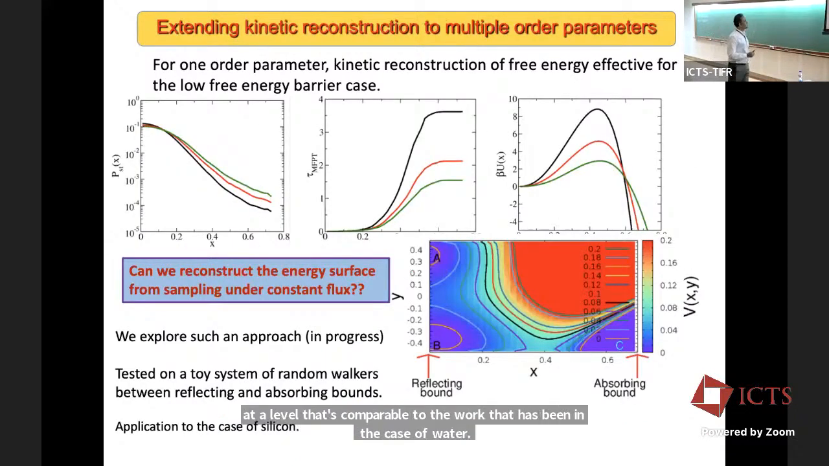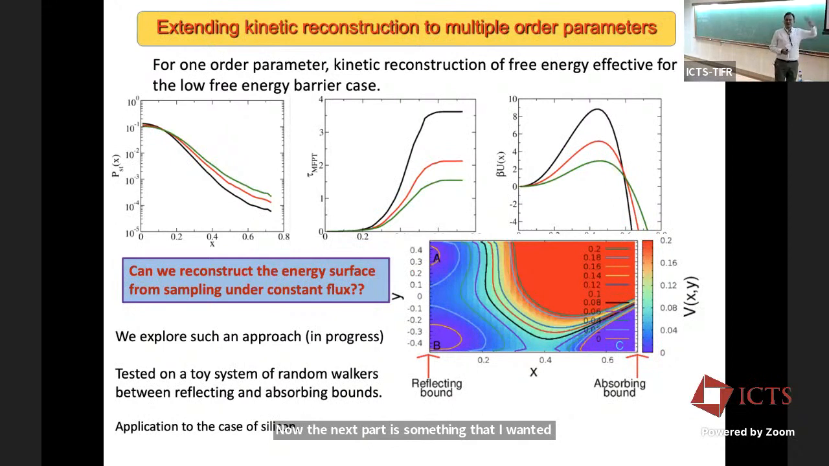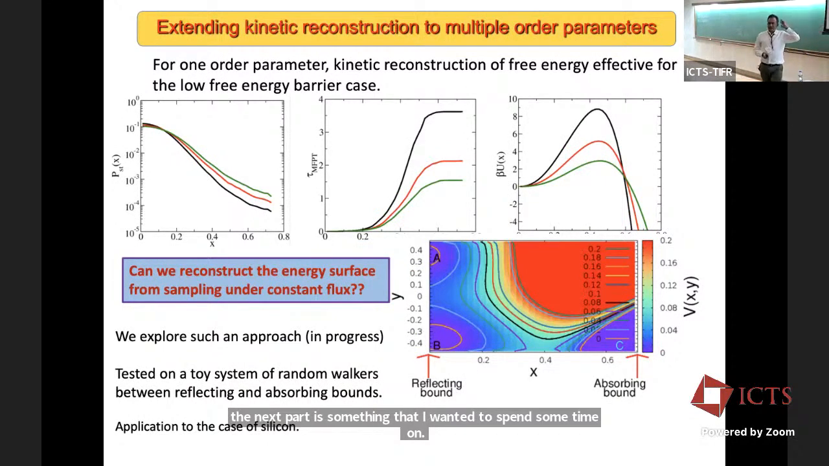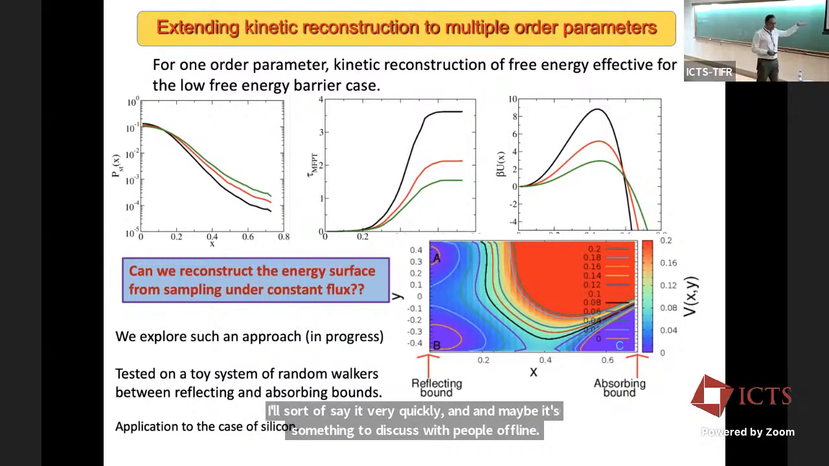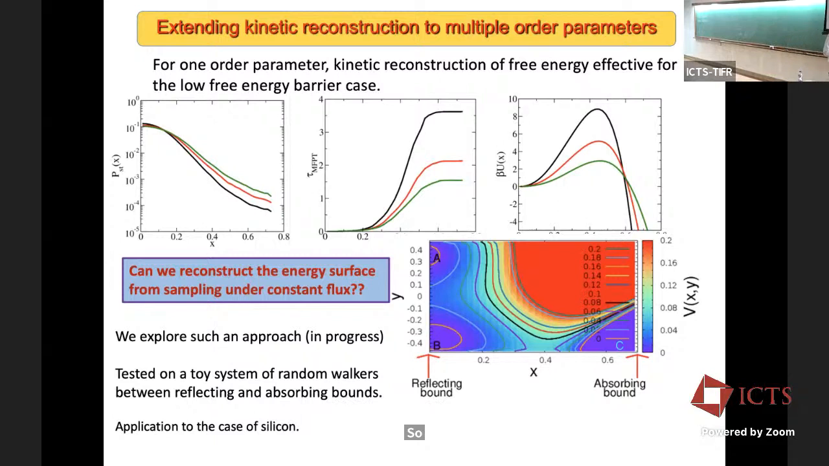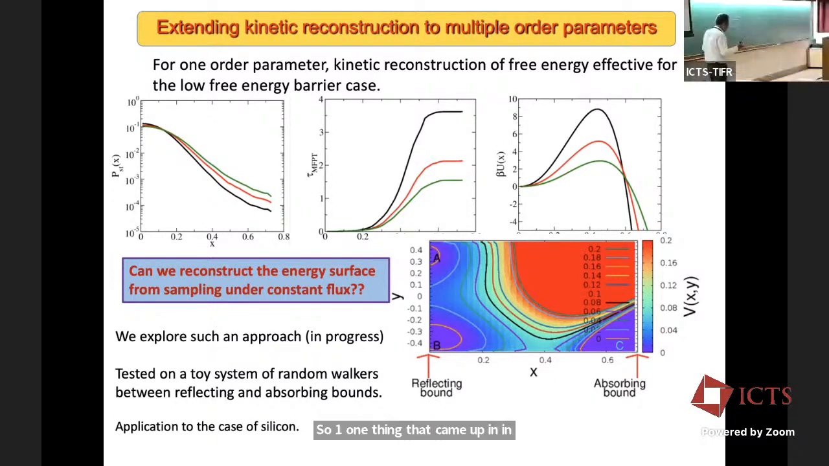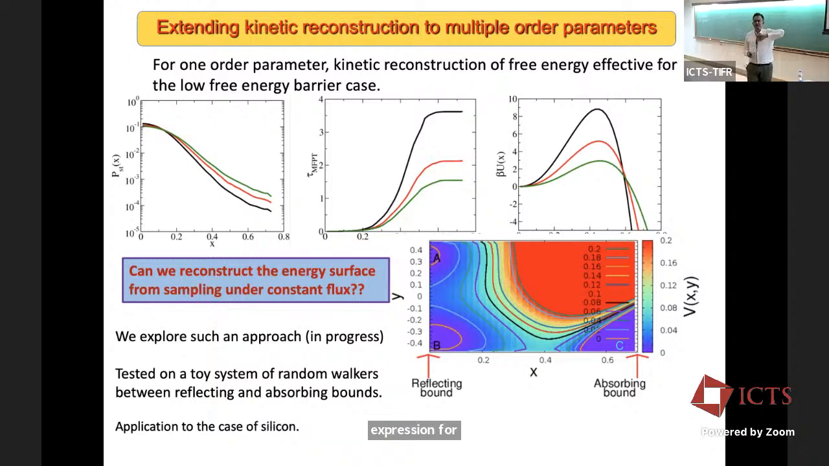Now, the next part is something that I wanted to spend some time on, but I'll say it very quickly, maybe it's something to discuss with people offline. So one thing that came up in this work is the importance, at least in special cases, of being able to compute free energies using unbiased simulation trajectories. Now, the result that we used, or people had used, which we borrowed, used an expression for the mean first passage time in a 1D problem where the result is known.